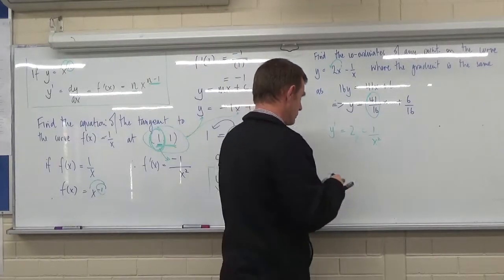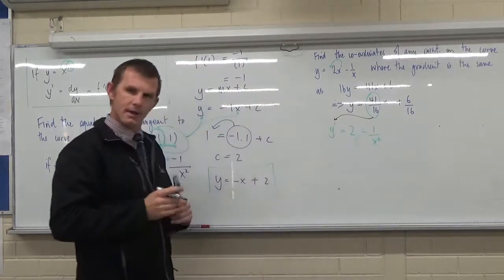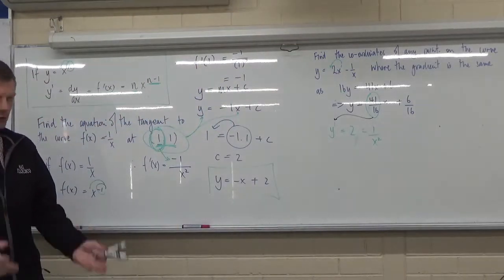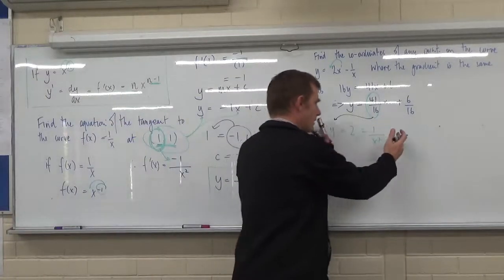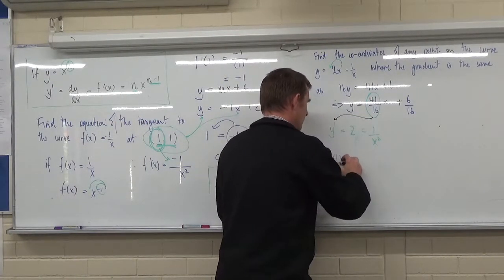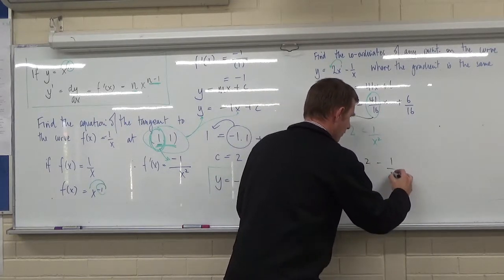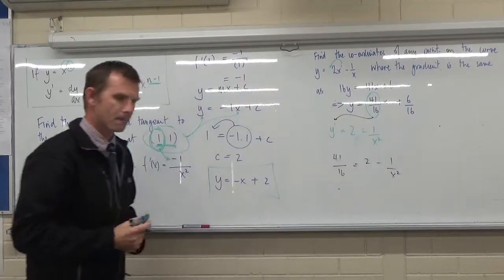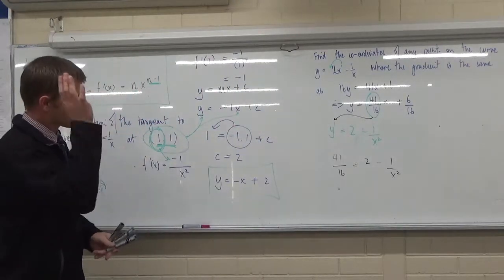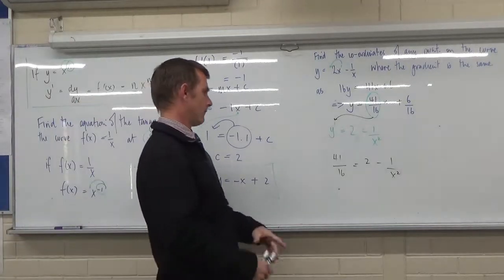So now what I do is I take this and I put it in there for y dash, because y dash is the gradient. This is the gradient function, and I want it to equal that. So I want it to equal 41 over 16 equals 2 minus 1 over x squared. Now if you're on your ClassPad, you can just go solve and you're away.